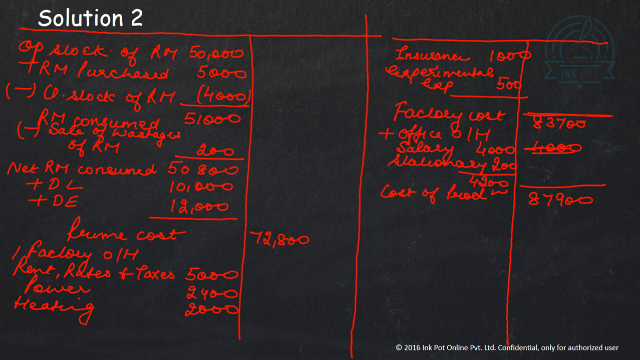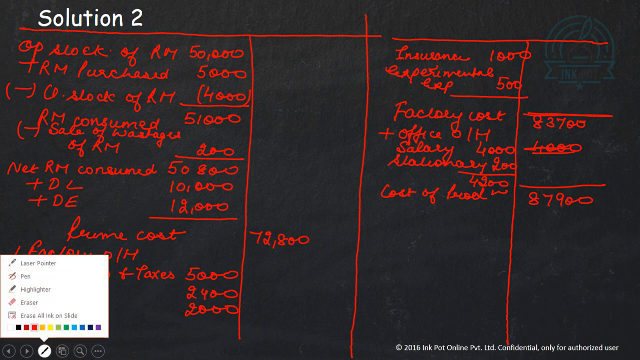And similarly, the second type is opening and closing stock of work in progress, which is added to the factory cost. If we had opening and closing stock of work in progress, we need to add that with the factory cost, right? Now we have opening and closing stock of finished goods, and it is to be added with the cost of production.